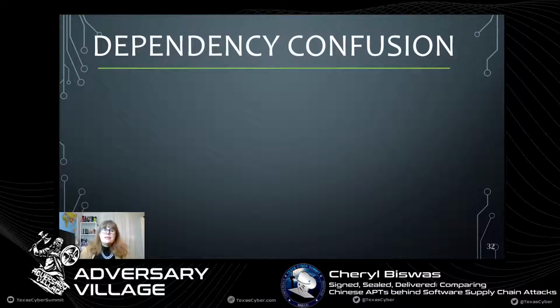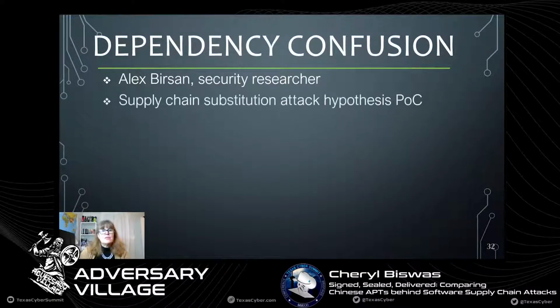Now, this attack, dependency confusion, is very interesting. Security researcher Alex Burson shone a bright light on a scary possibility. He took a hypothesis about a supply chain substitution attack, where a software installer script is tricked into pulling malicious code from a public repository instead of getting the intended file with the same name from an internal repository.